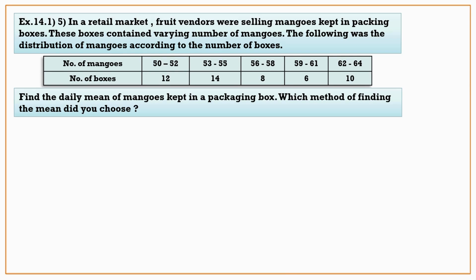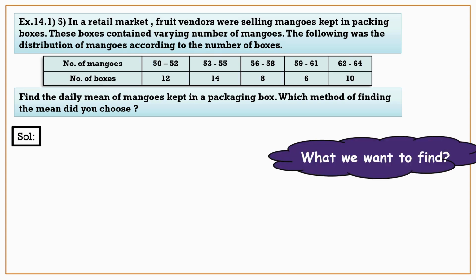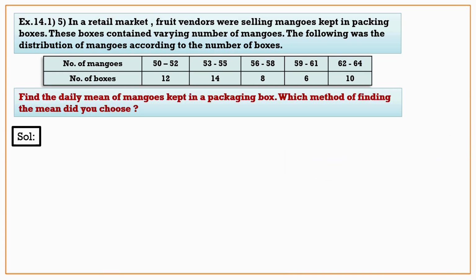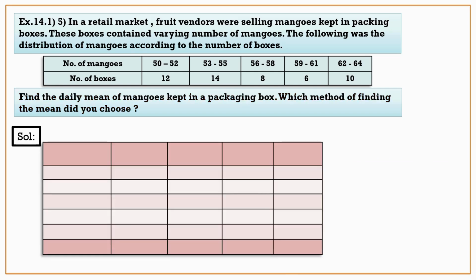Which method of finding the mean did you choose? So here what we want to find? We have to find the daily mean of mangoes kept in the box. So let's make the table. Class interval, frequency, fi, class mark, xi, then ui equal to xi minus a by h, and then finally fi ui.